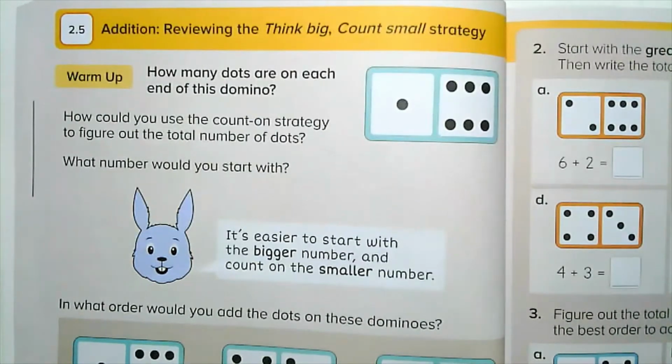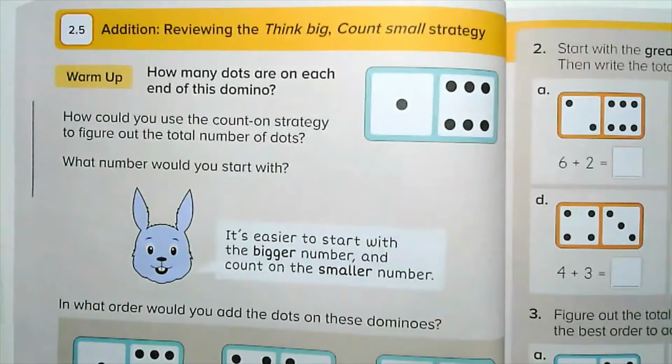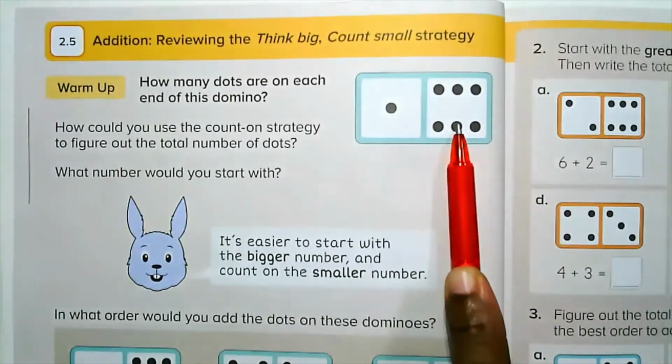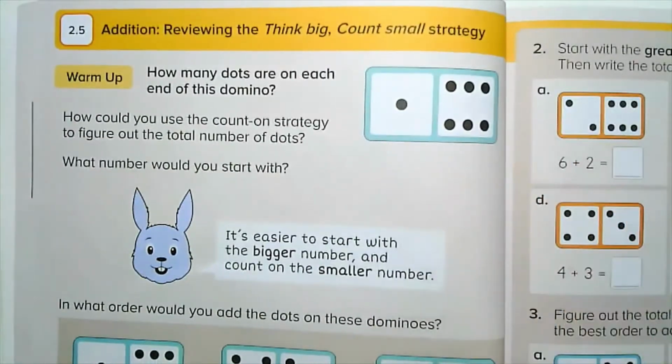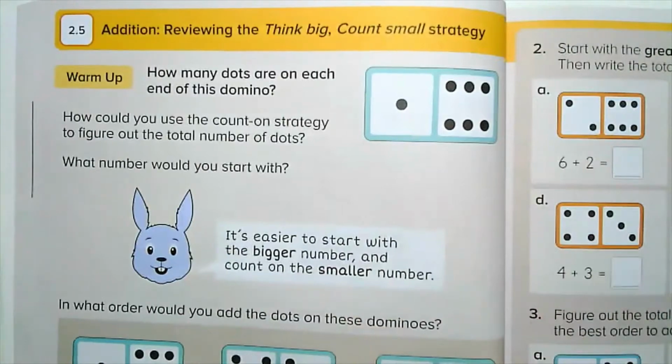Today's lesson 2.5, reviewing the think big, count small strategy. Now let's take a look at this domino. How could you use the count on strategy to figure out the total number of dots? We start counting from the big number. We use the bigger number and count on using the smaller number.